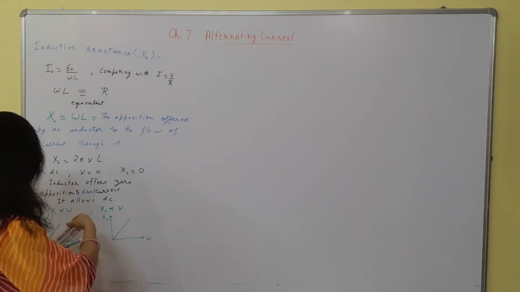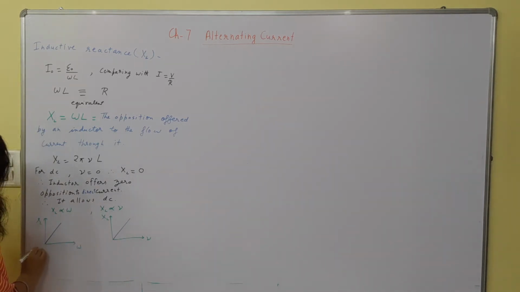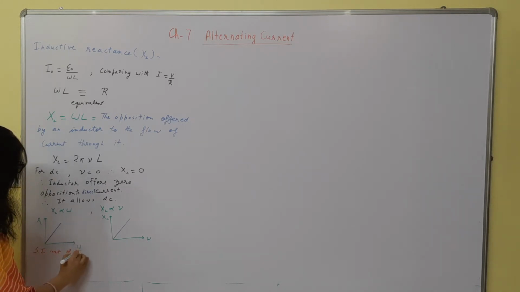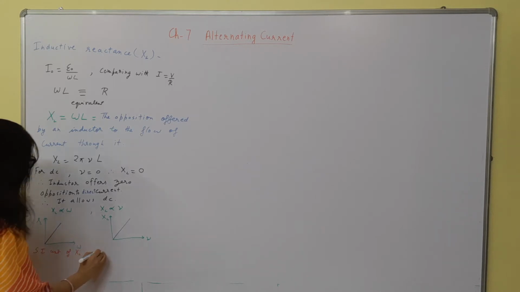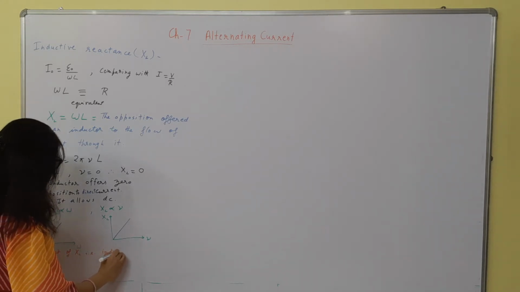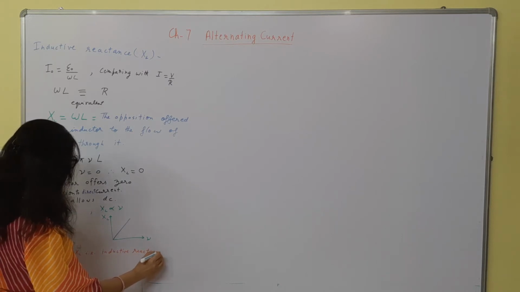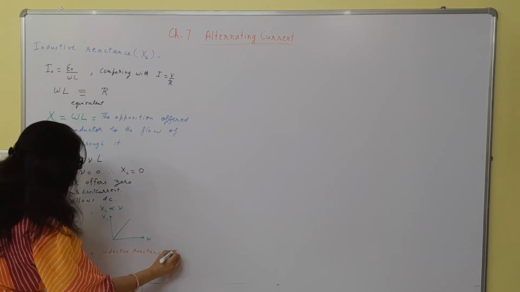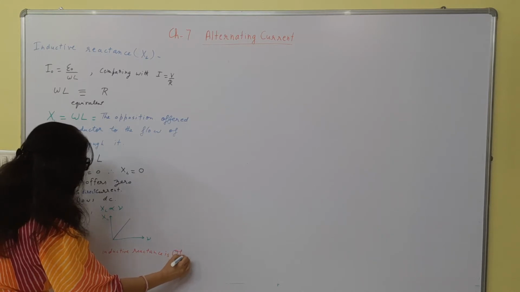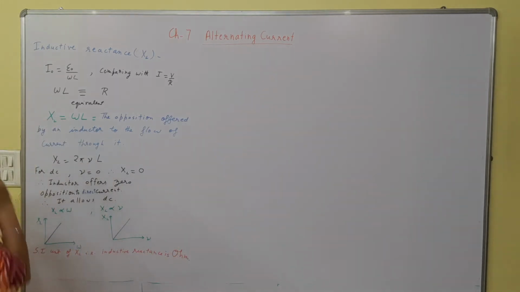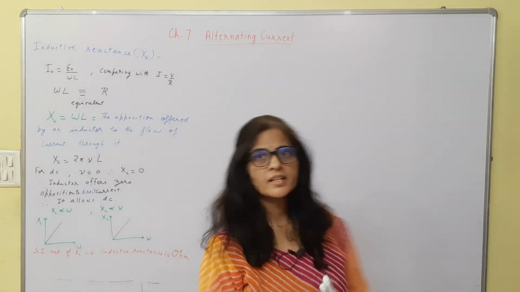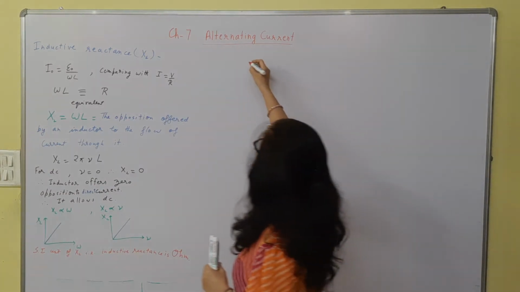And also since it behaves like a resistance, its unit will also be ohm. So I can write down the SI unit of XL, that is inductive reactance, is ohm. Okay. Similarly, we are going to discuss the capacitive reactance here.